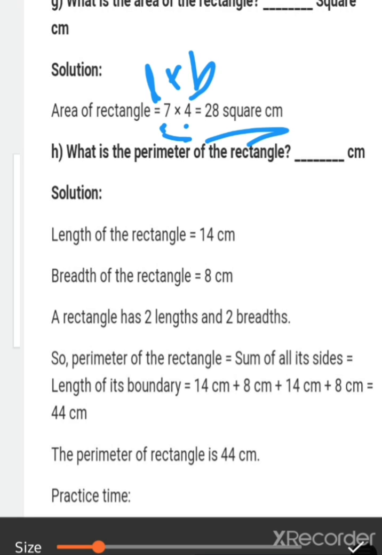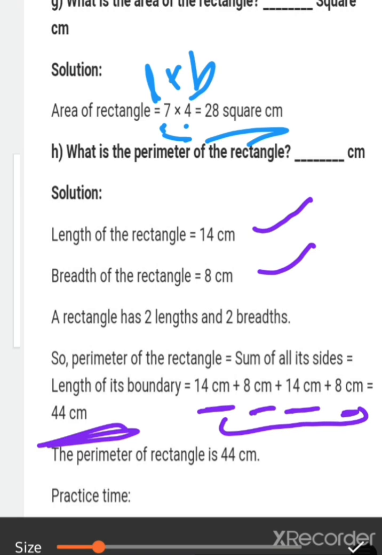What is the perimeter of the rectangle? And perimeter you can find easily. We have found that the length of the rectangle is 14 and breadth is 8. What is the formula for perimeter? Perimeter means the sum of all the sides, one side 14, other side 14, 8 and 8. So we will add all these, we will get the answer 44. So the perimeter of the figure is 44.